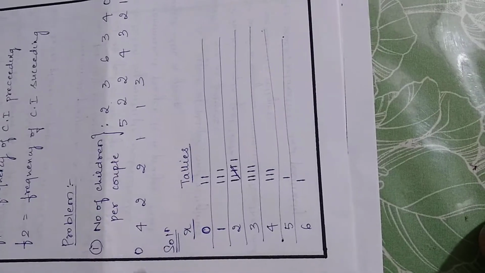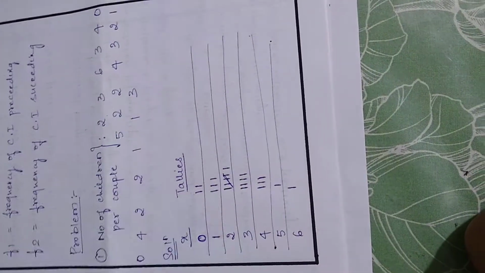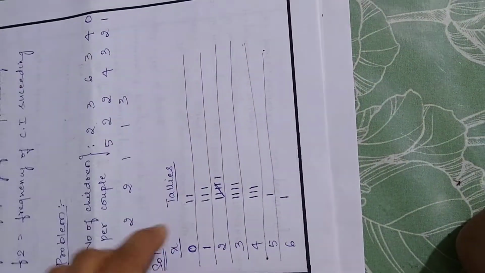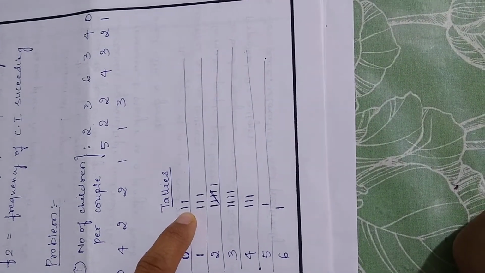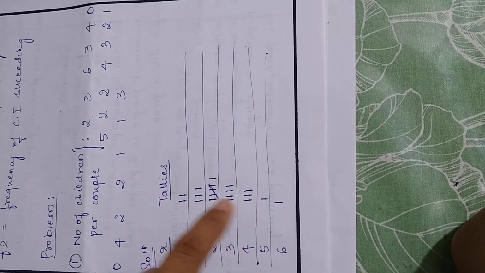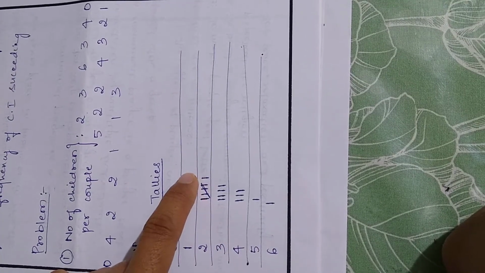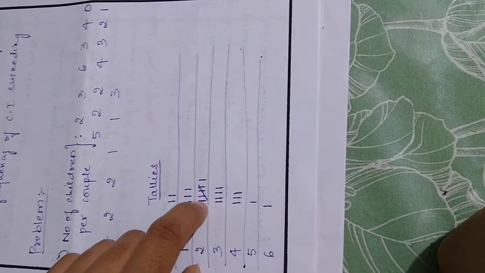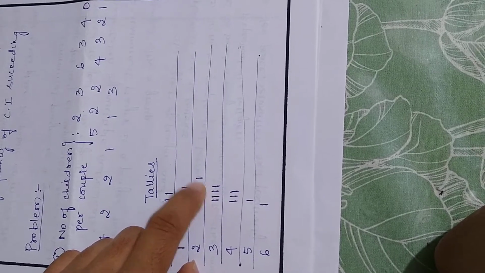Tally means the number of times it is repeated. You can see 0 is repeated 2 times, so 2 lines you can find. This is called a tally. Ma'am, why can't we write 2? No, that is not the way you write your tallies. Tally should always be in this particular format. But please remember, once 4 lines are there, the 5th line should strike through these 4 lines. That means this particular thing is 5.